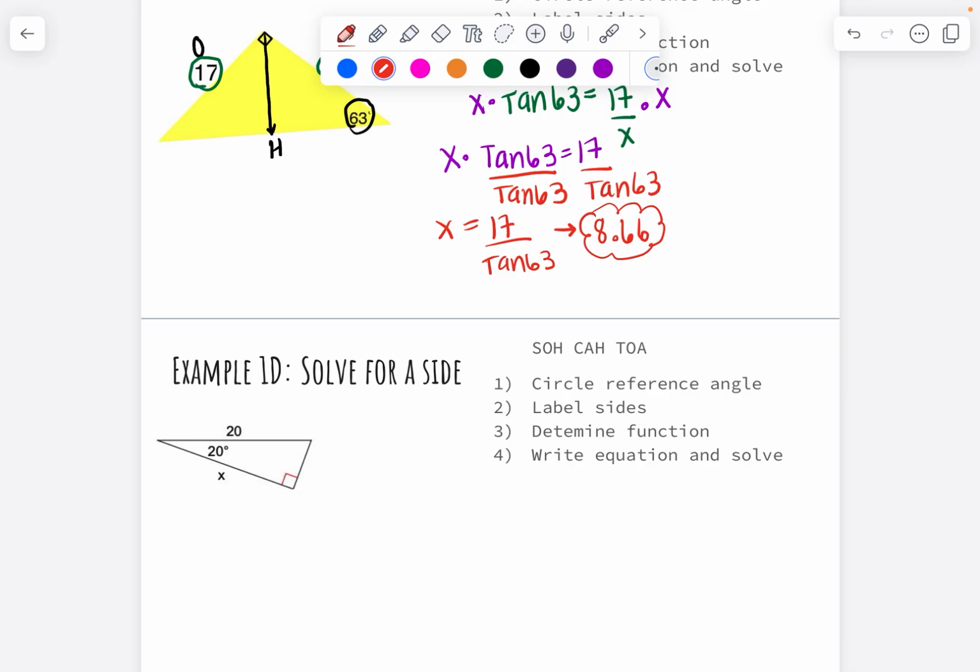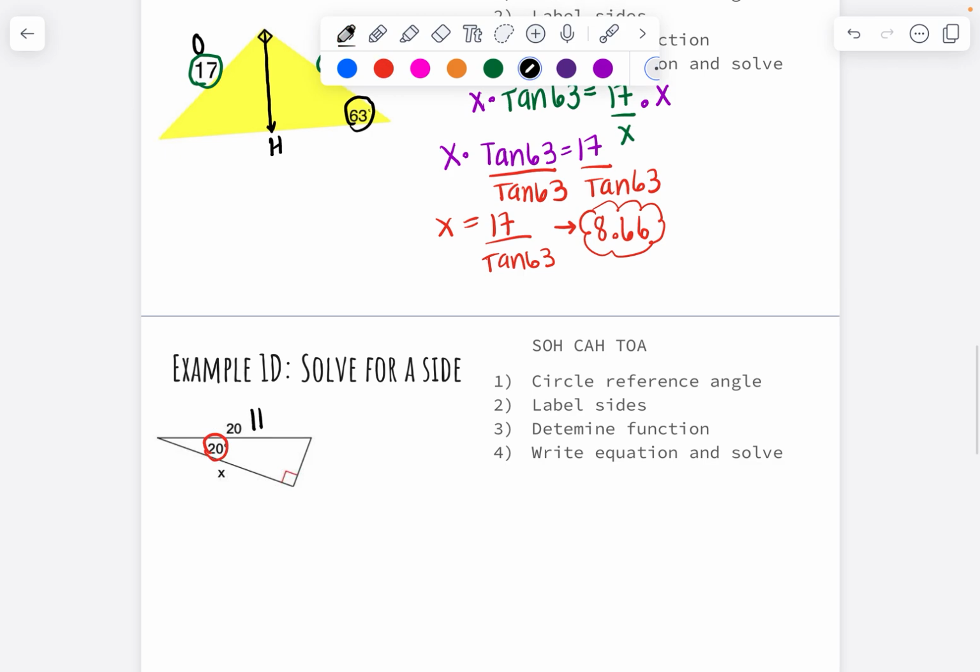Let's look at another one here. Our reference angle is this 20 degrees. This 20 is our hypotenuse. The blank side is opposite, and X is our adjacent side. It looks like we know the hypotenuse, and we're looking for adjacent, so we're using cosine.